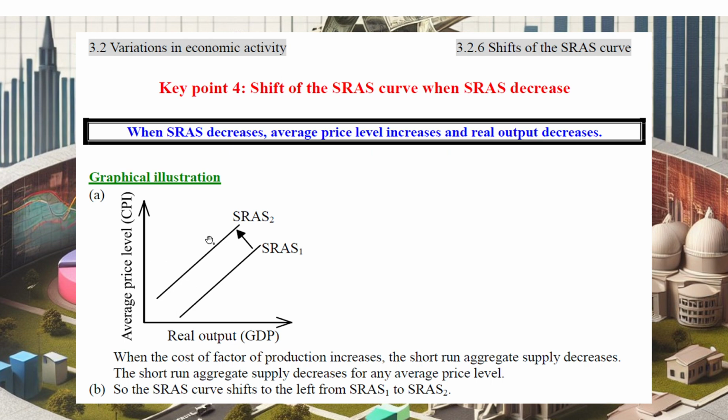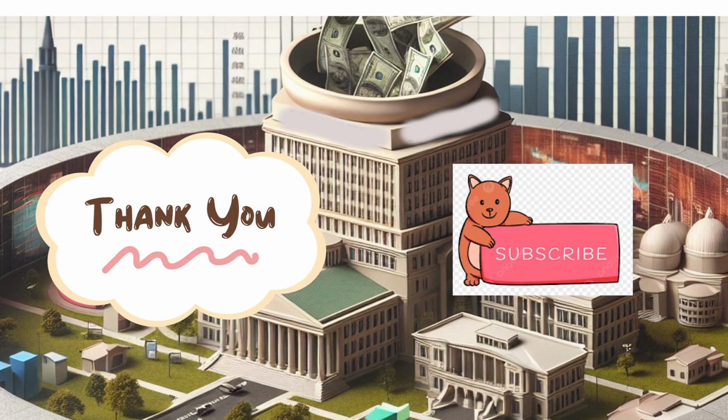So coherence. So thank you for going through with me. Yeah, you see, fairly straightforward because we don't have the model, just like AD, we don't have the corresponding model for SRAS. We don't have C, G, I, X, D, these factors. Just one factor. What's the factor? Cost of factor of production. When it increases, SRAS decreases. That's the thing you need to remember, right?